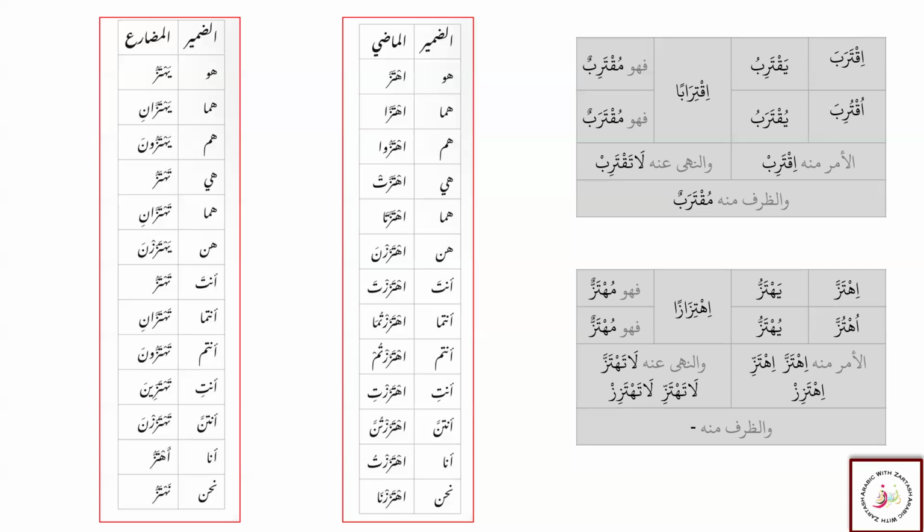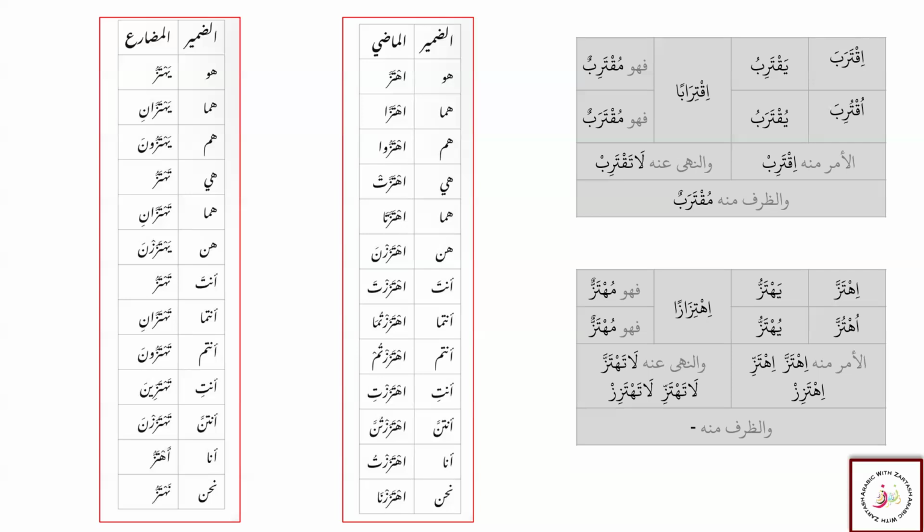Let's do the sarf kabir for madi. Iktaraba, ihtazaza, that becomes ihtazza, and we are going to do the fi'l madi for that. Huwa ihtazza, huma ihtazza, hum ihtazzu, hiya ihtazzat, huma ihtazzata, hunna ihtazazna, anta ihtazazta, antuma ihtazaztuma, antum ihtazaztum, anti ihtazazti, antunna ihtazaztunna, ana ihtazaztu, nahnu ihtazazna. For fi'l mudare, the sarf kabir goes like this.